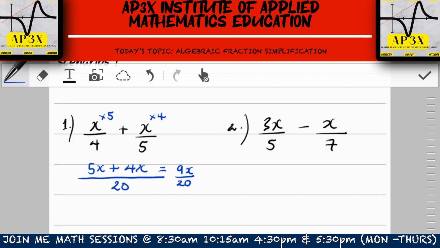Let's look at another example, where we're going to be finding the numerical LCM here. So again, the LCM here is 35, so that's 5 times 7 is 35.